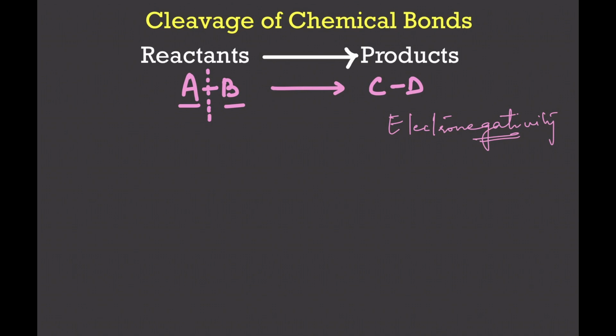So electronegativity difference की वजह से कोई भी बॉन्ड या तो पोलर हो सकता है या नॉन पोलर हो सकता है. कैसे? जैसा कि हम जानते हैं इलेक्ट्रोनेगेटिविटी को हम इस सिंबल chi से डिनोट करते हैं. So chi for A, if chi A is equal to chi B, that means there is no electronegativity difference between the two atoms in the reactants. So in that case, the bond between A and B will be non-polar.